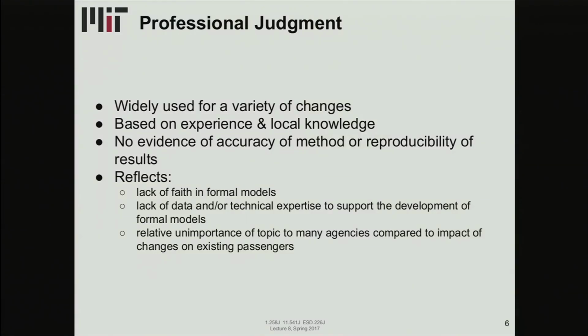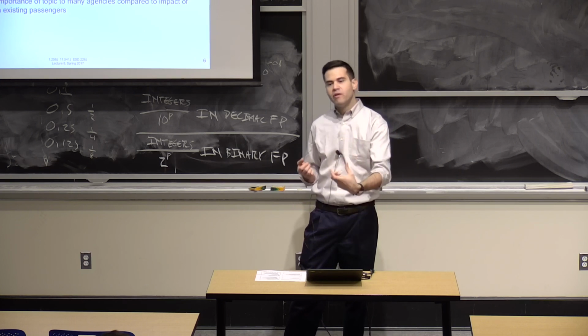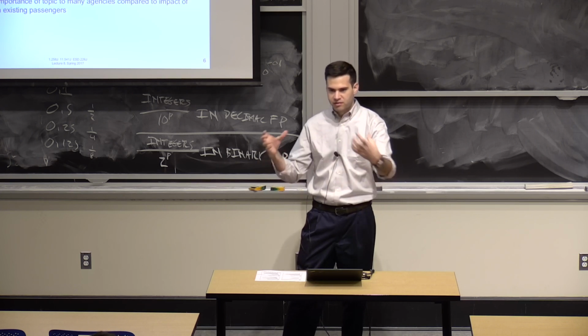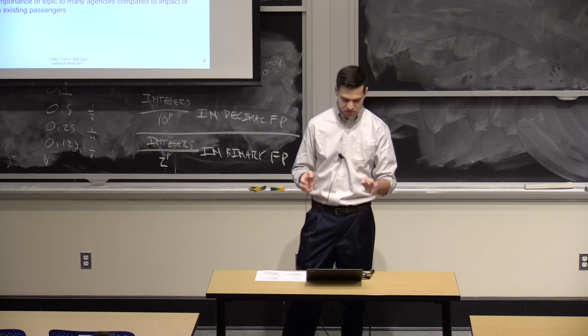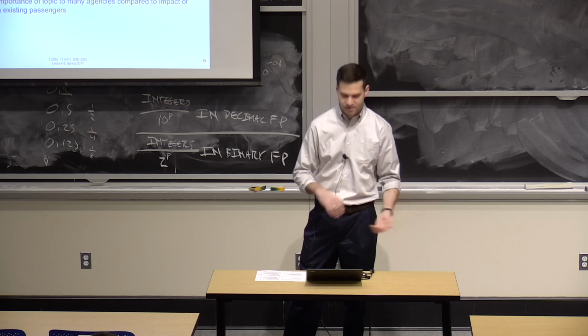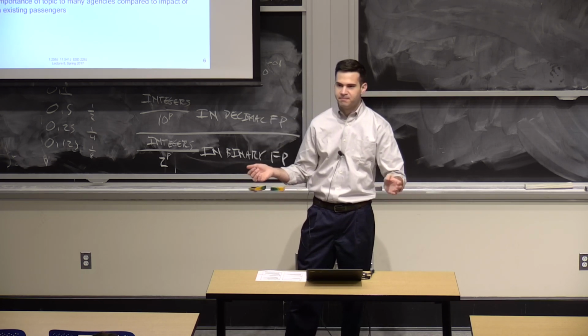This reflects lack of faith in formal models in some cases, lack of data or technical expertise to support the development of formal models, or lack of time or budget to do so. And maybe most importantly, the relative unimportance of the topic of ridership prediction in general to many agencies, compared to the impact of changes on existing ridership. So agencies tend to worry more about the reaction of the public that currently rides their service than the general increase or decrease in ridership. Although they are concerned about that, they worry more about the former. So, any questions on professional judgment? We all know what this is, right?